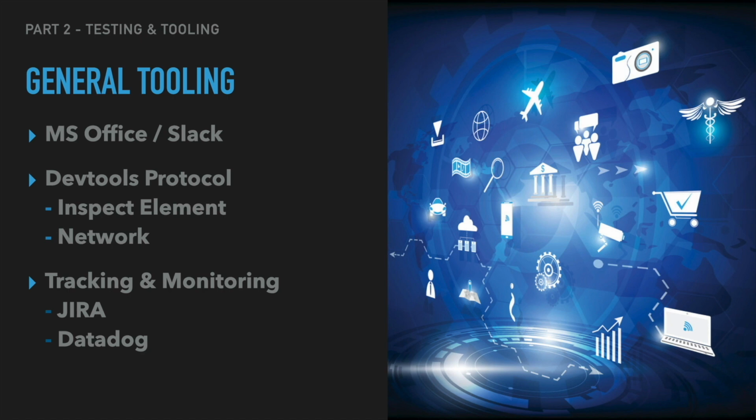Second, you should be able to use the network tab in the DevTools protocol, just to observe what API calls have been done, trace some errors, you name it. Again, it is a very important part of test automation, so don't forget to learn about that.